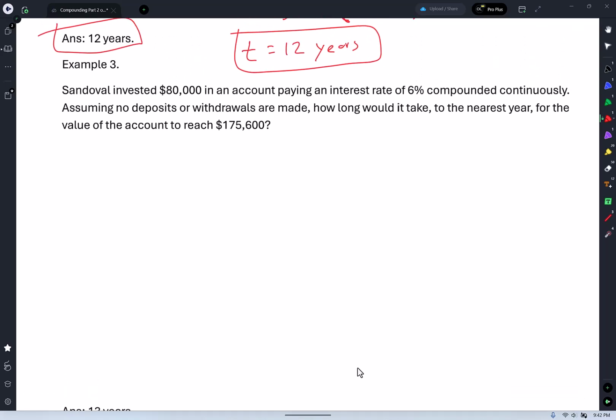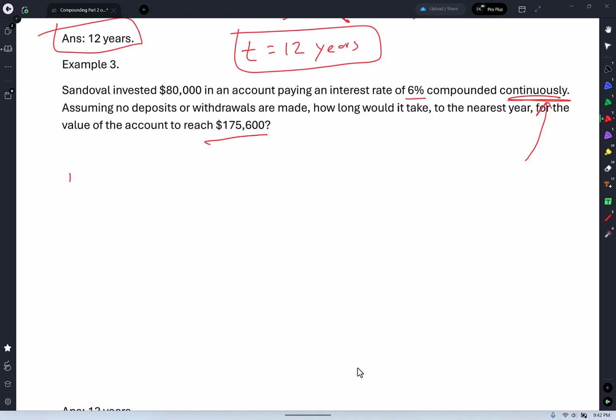Sandoval invested $80,000 in an account paying an interest rate of 6%, compounded continuously. All right, guys. So n approaches infinity, so we're going to use our PERT formula. Assuming no deposits or withdrawals are made, how long would it take to the nearest year for the value of the account to reach 175,600?